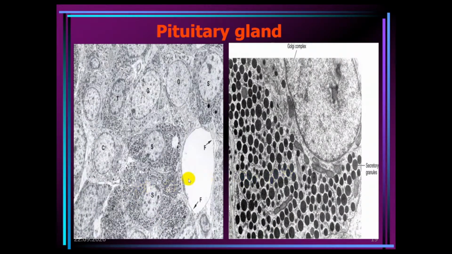Now you see the transmission electron micrographs. Here you see cells with granules, numerous large granules, which constitute the acidophils. And this very large magnification will show you a single acidophil cell with dark staining, numerous large granules.